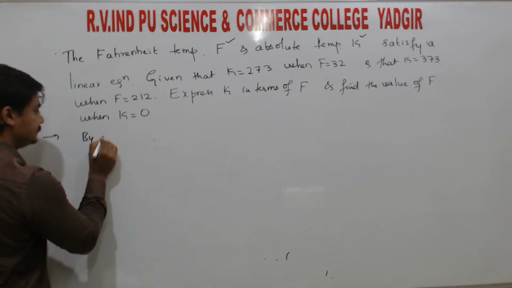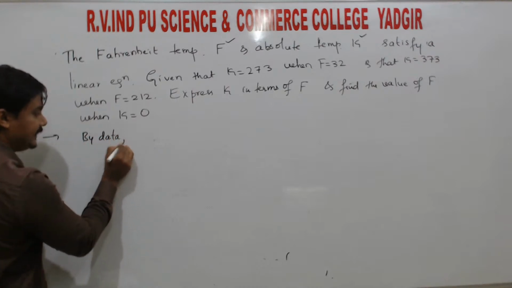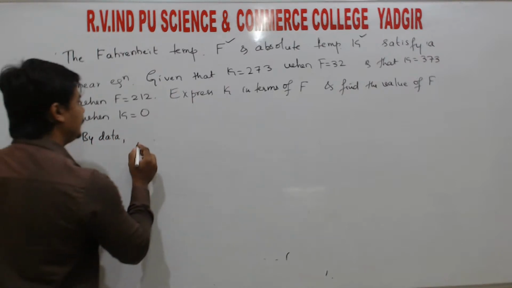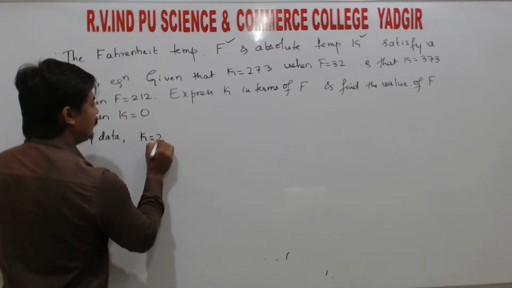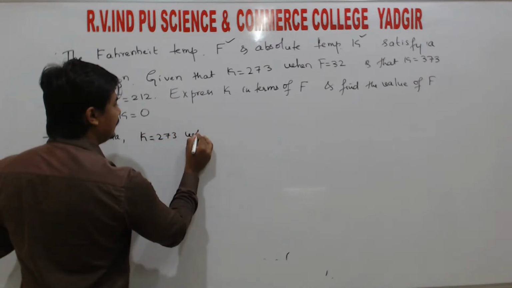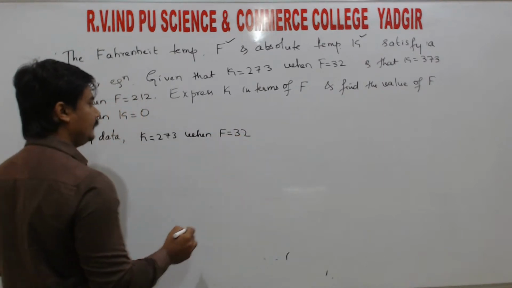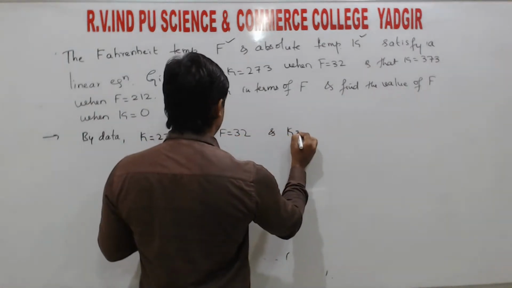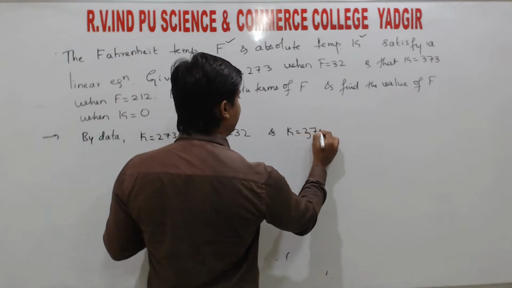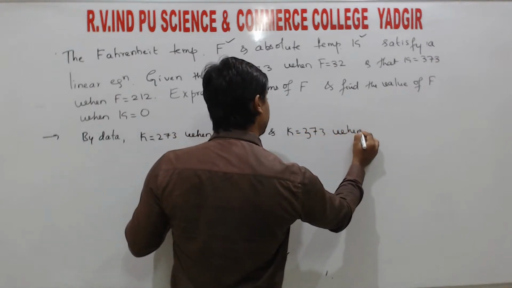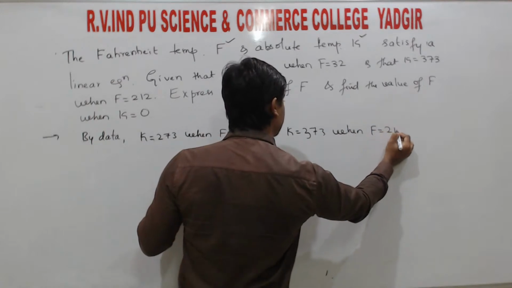Now, the data given is k equals 273 when f equals 32, and k equals 373 when f equals 212.